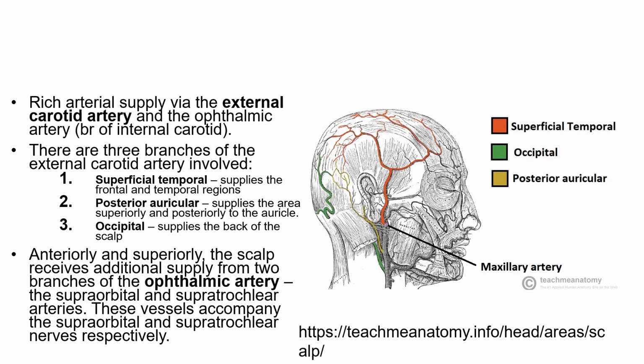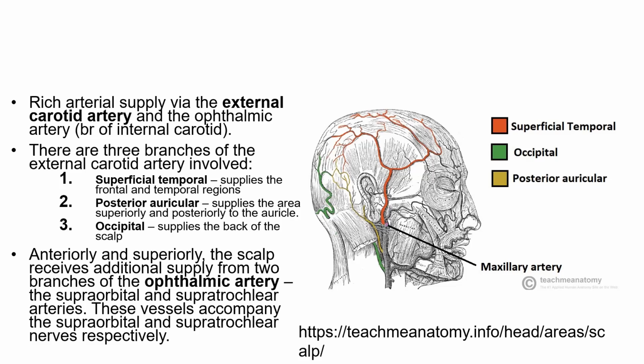There is a rich arterial supply via the external carotid artery and the ophthalmic artery, which is a branch of the internal carotid artery. So you have external carotid supply, and via the ophthalmic artery, a branch of the internal carotid artery, we also have supply from the internal carotid. There are three main branches of the external carotid artery involved. Number one is the superficial temporal artery, and we all know about it very well. If you are operating, you have felt the pulses of the superficial temporal artery, which supplies the frontal and temporal area.